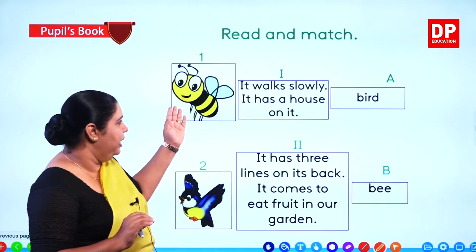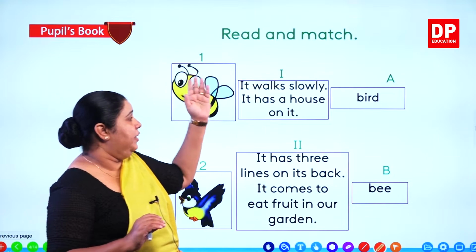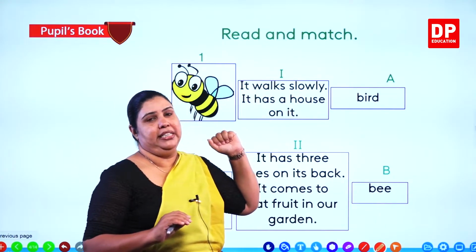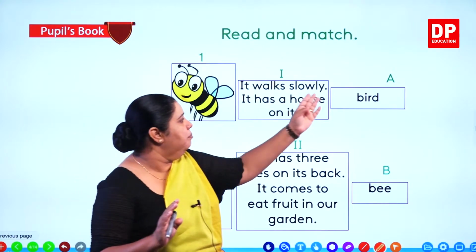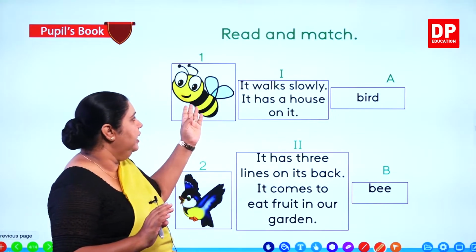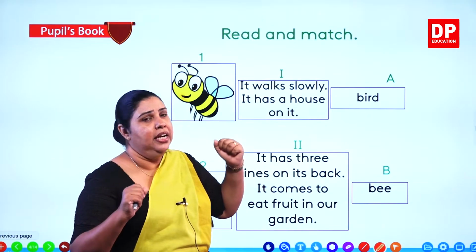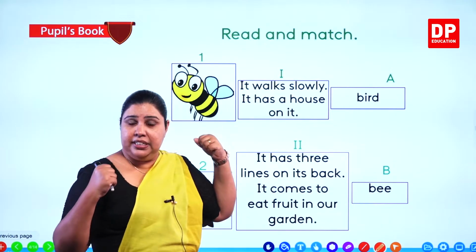Now, this is the bee and it says it walks slowly. It has a house on it. No. And bird. This is not a bird. It doesn't walk slowly and it doesn't have a house on it.